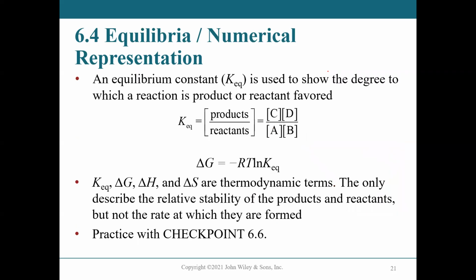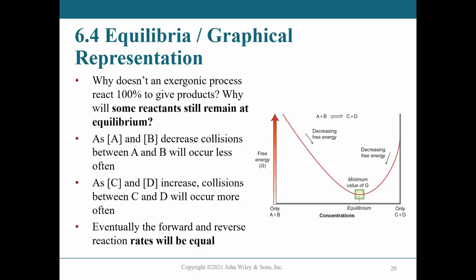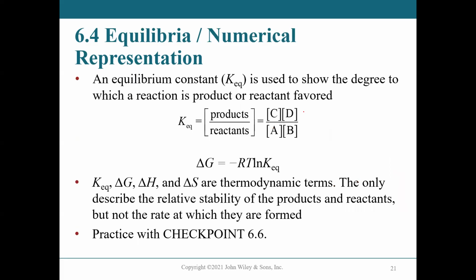An equilibrium constant is used to show the degree to which a reaction favors product or reactant. Equilibrium constant is just the products over reactants, and the C and D come from this slide right here. See, they have the products, then you have the reactants on the right-hand side. So it's just going to be C, D over A, B. And they show that to you really nicely right here. And delta G equals minus RT natural log of KEQ. So you put this in right here then.